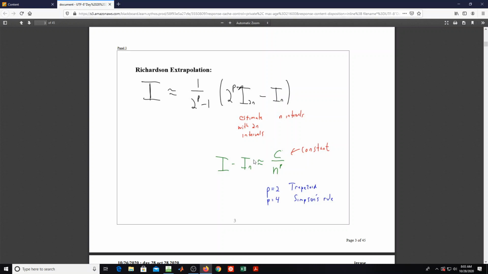So if we halve the step size in trapezoidal rule, our error should go down by about a fourth. If we have the error in Simpson's rule, our error should go down by a 16th, a ratio of 16. So we could use that to our advantage and say, well, our integral is going to be an approximation of 2 to the p over 2 to the p minus 1 times I_2n minus I_n. So we double the number of subintervals, put greater weight on that, subtract off our approximation with n, and that should give us a better approximation for I.